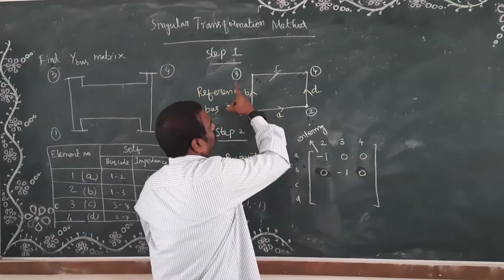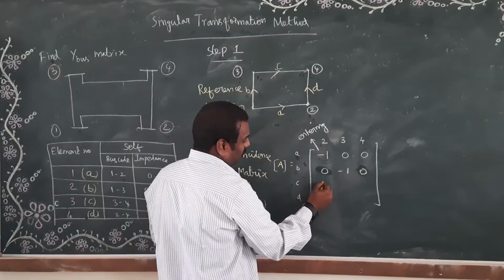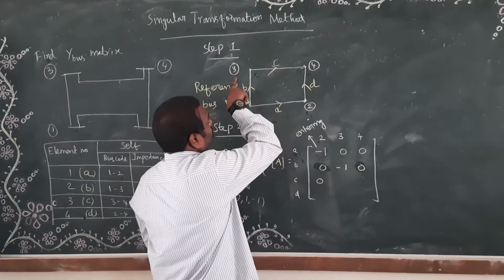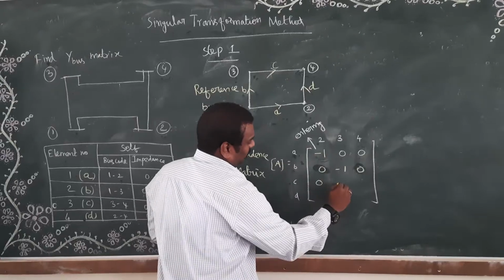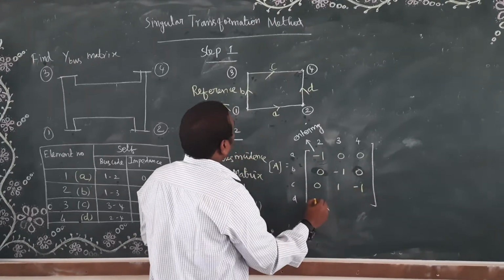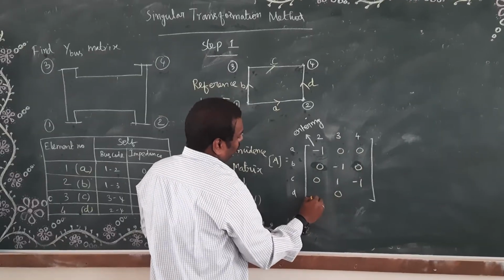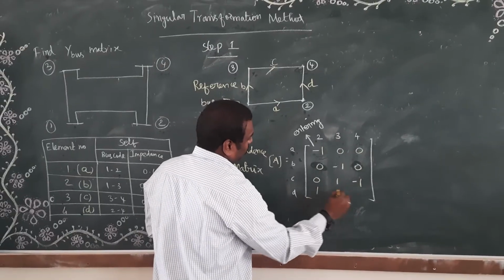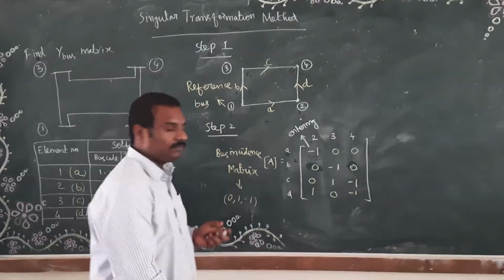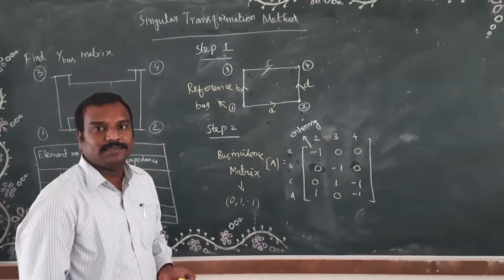Similarly C, third and fourth only it is related. So second bus 0. From the third node it is leaving, so it is plus 1 here and minus 1 here. D, second and fourth, so third should be 0. And from the second node it is leaving, so 1 and minus 1. This is the bus incidence matrix.